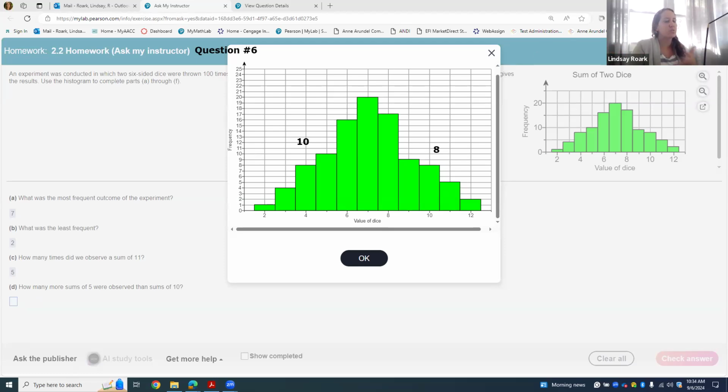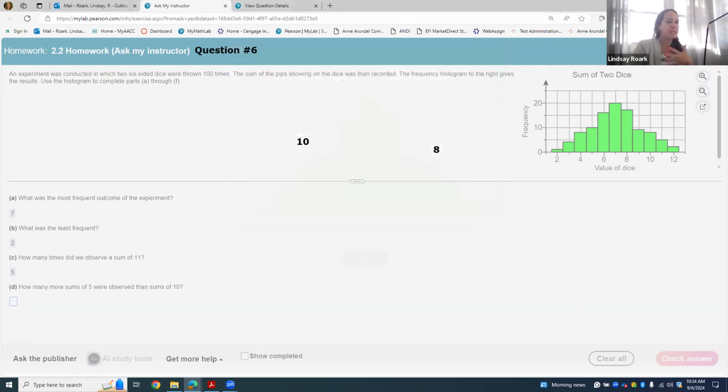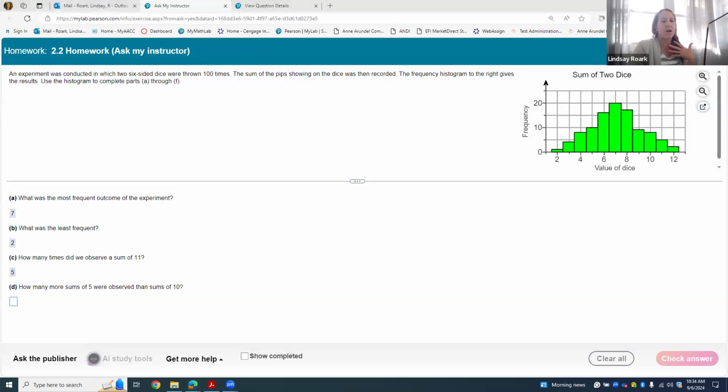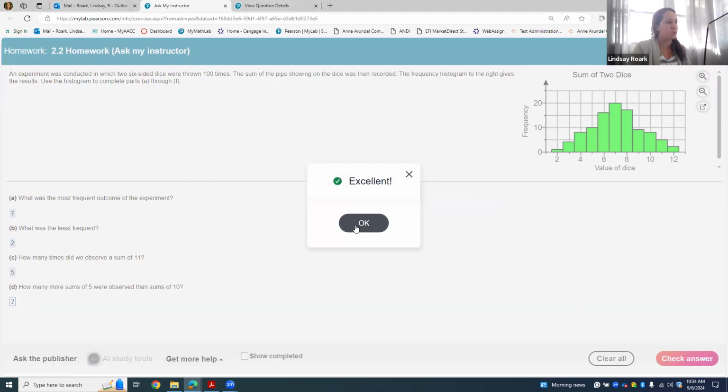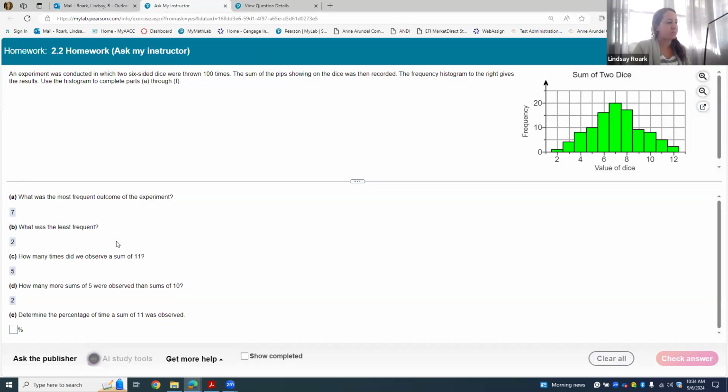So there's a lot of vocabulary, a lot of reading and comprehending what the problem is really asking you to do, and for some of these problems, I think that can be time consuming. And then it says, what percentage of time was a sum of 11 observed? Okay, so let's talk about this.